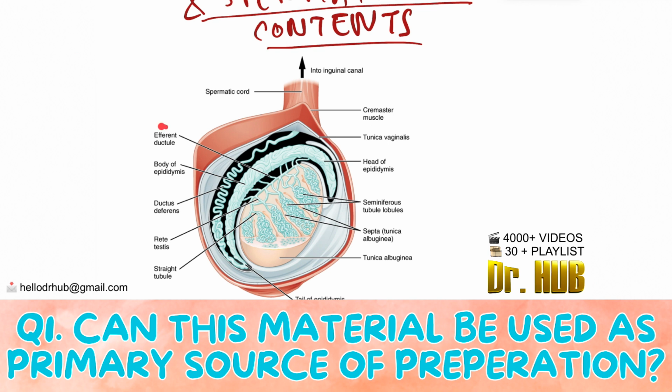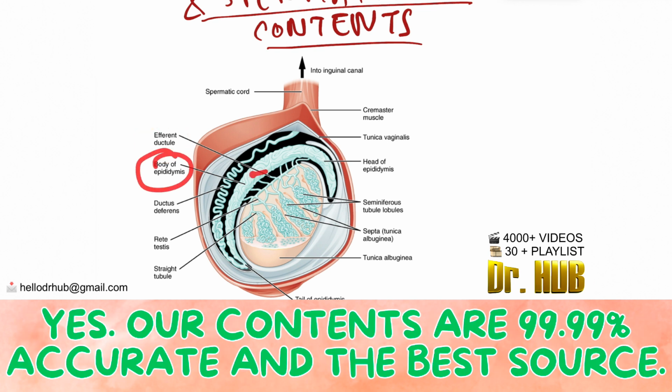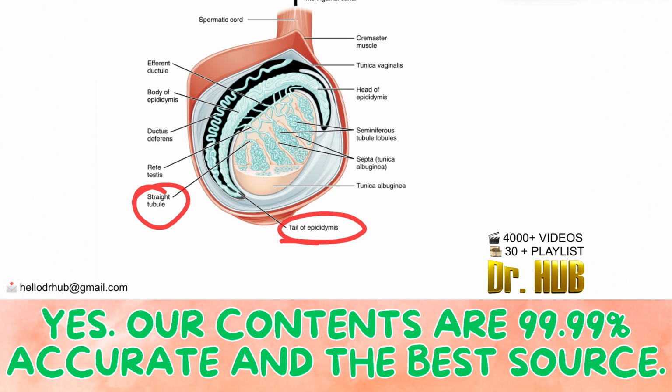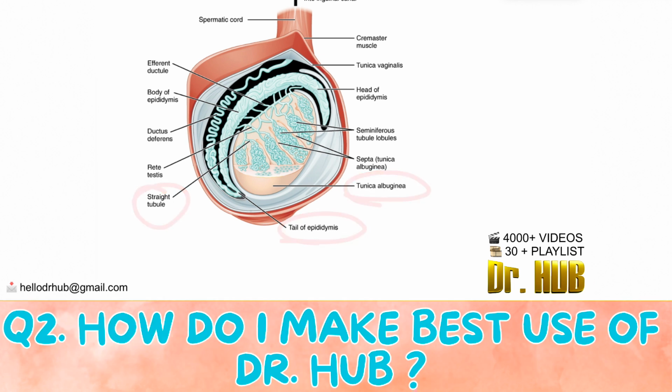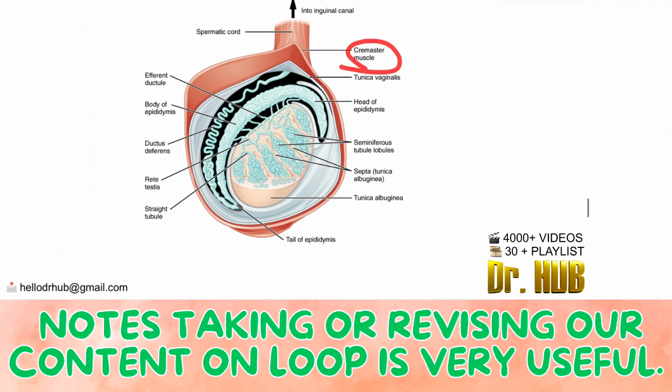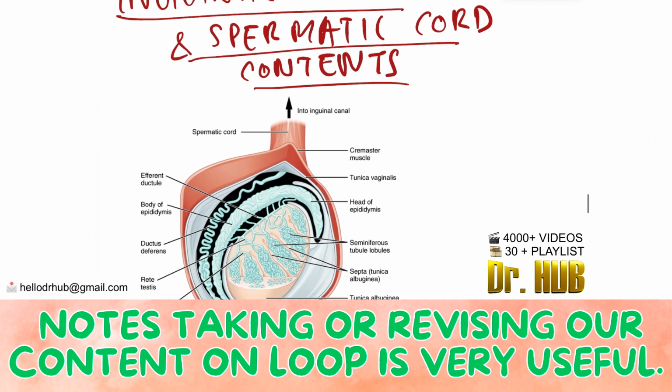So there is the efferent tubule, the body of the epididymis, the ductus deferens, the rete testis, the straight tubule, the tail of the epididymis, the tunica albuginea, the septa, the seminiferous tubule, the head of the epididymis, the tunica vaginalis, as well as the cremaster muscle.